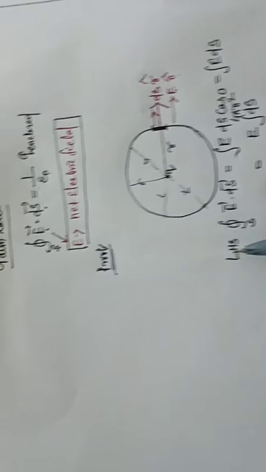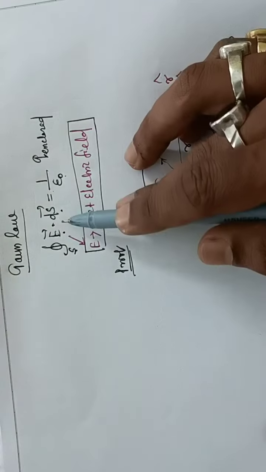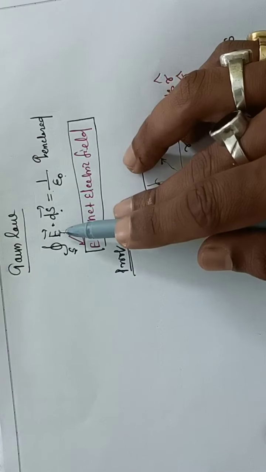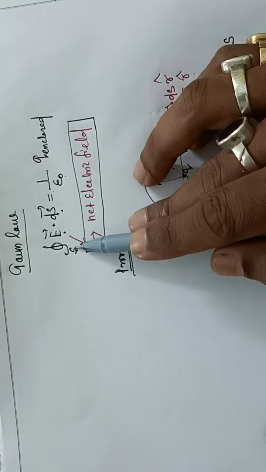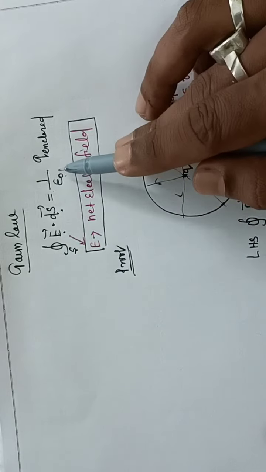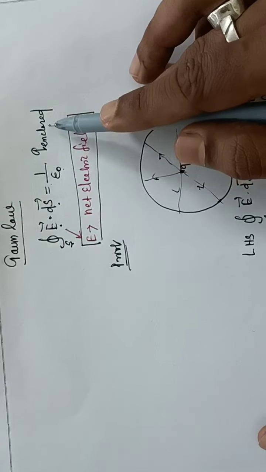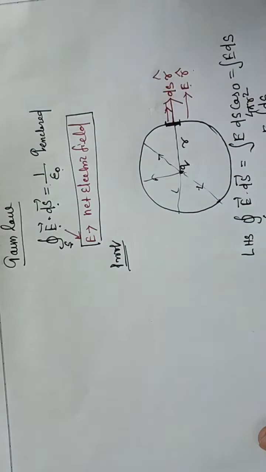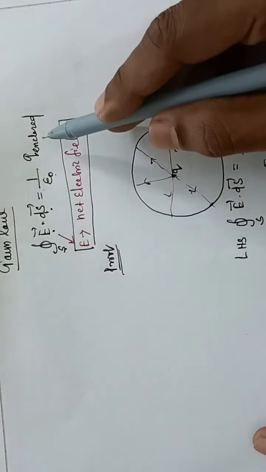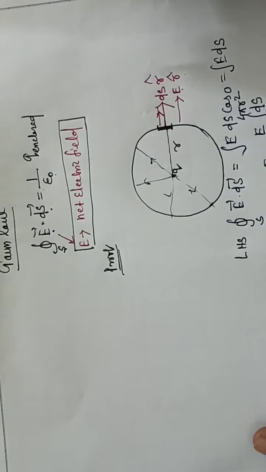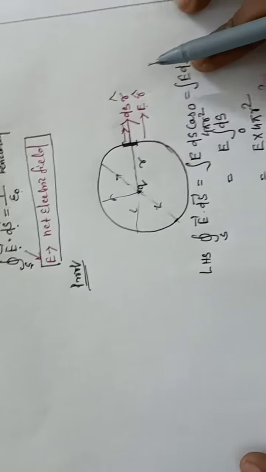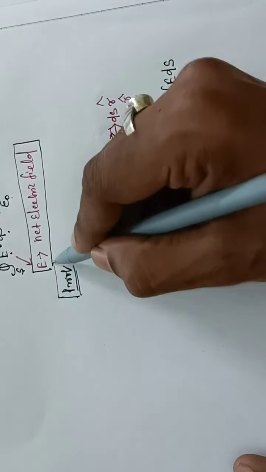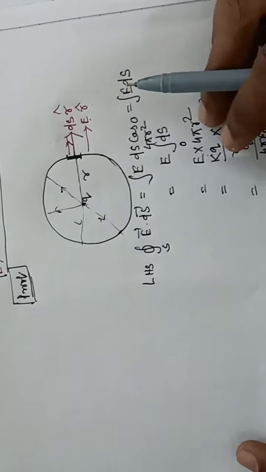So one more time I want to repeat the statement: the surface integration of the electric field over any closed surface is equal to 1 by epsilon naught times the amount of charge enclosed within the Gaussian surface. Here E is the net electric field, and the flux is due to the amount of charge enclosed within the Gaussian surface. If I go for the basic proof of this Gauss law, what will I consider?